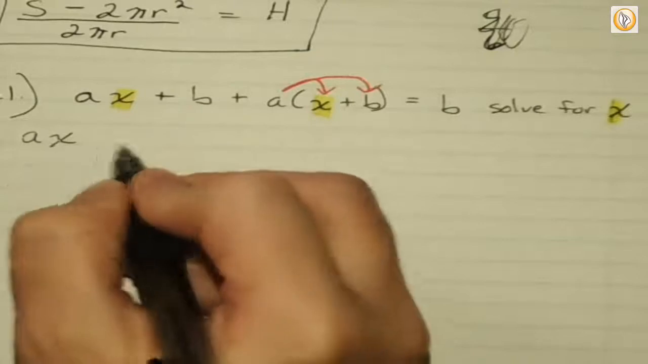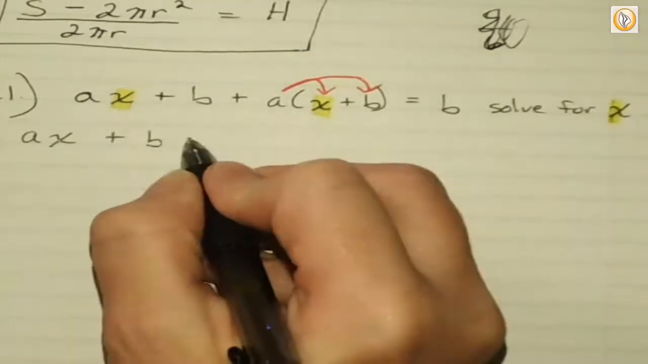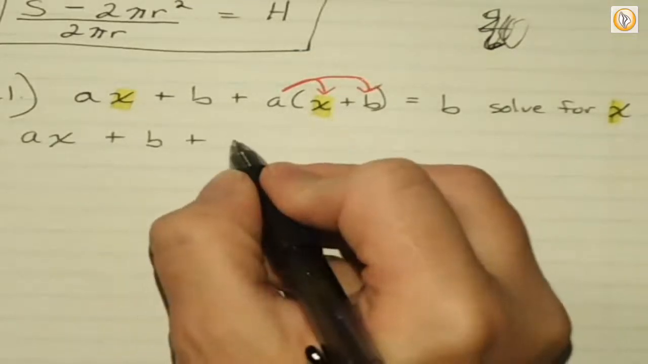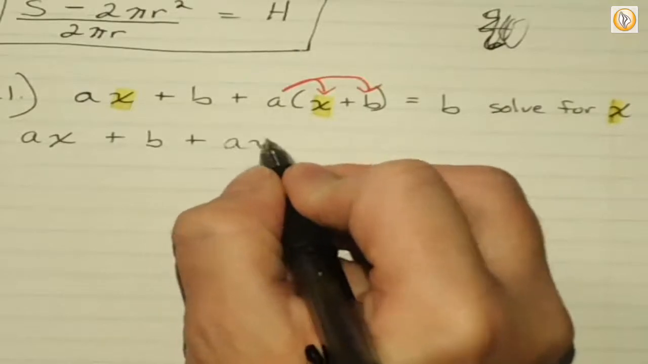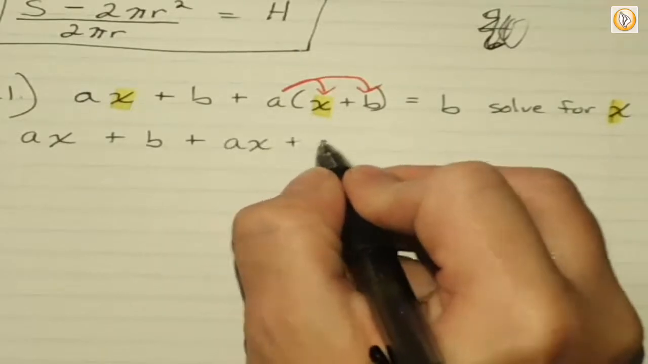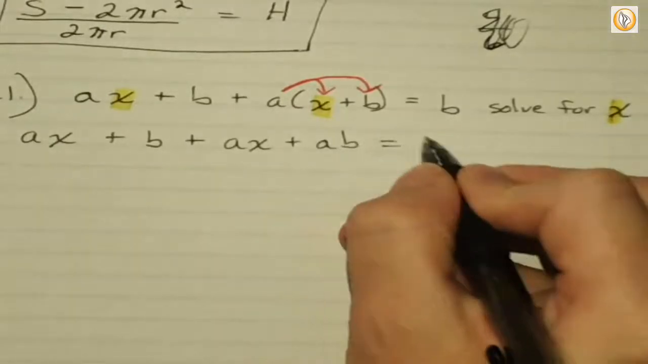So I'm going to rewrite my problem. And A times X is what, Cecilia? AX. And A times B is? AB. Rock and roll.